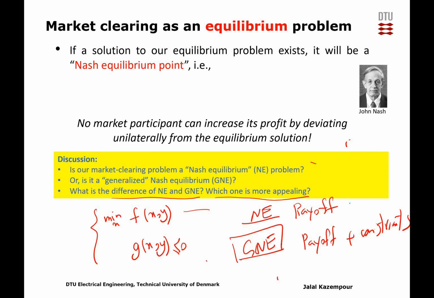And remember, we have a very specific case of GNE. If the constraints are dependent on others, but those constraints are duplicated, are exactly the same, then it's GNE with shared constraints.